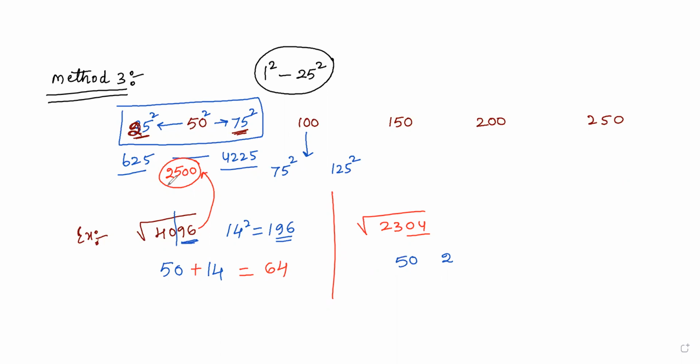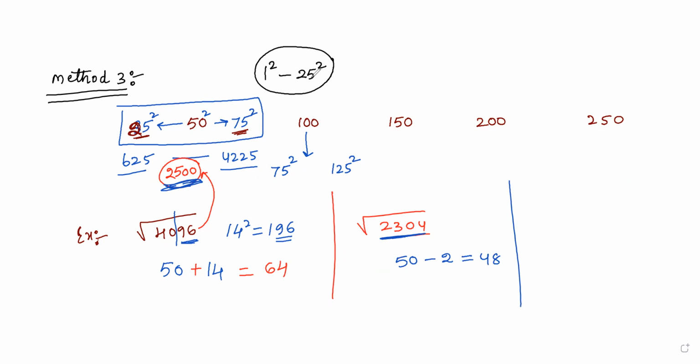If you see, the middle number is 2500. 2304 is smaller than 2500. So smaller means subtract. Then we are getting 48.